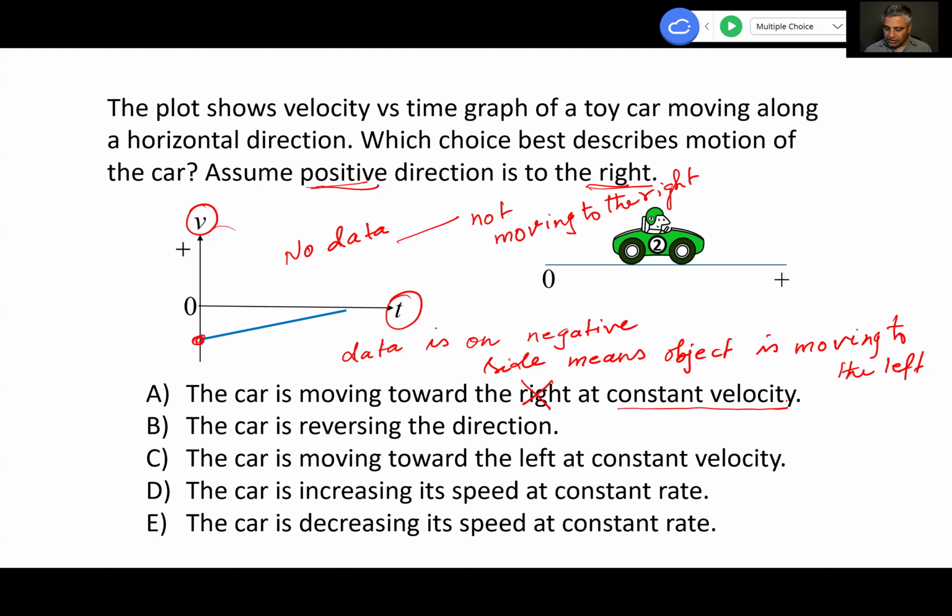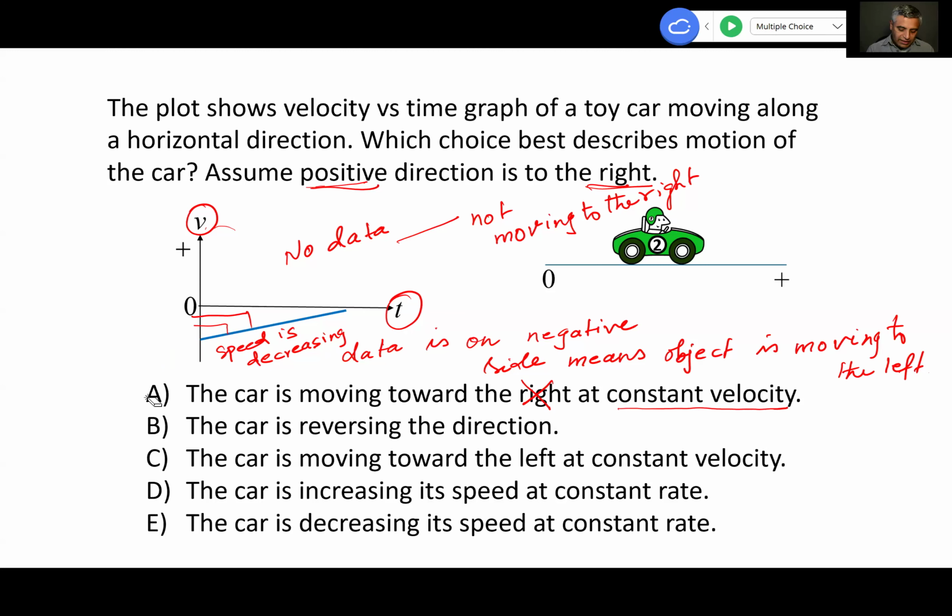And is the velocity constant now? Constant velocity would look like a flat line, which means velocity is not changing, just like the blue line in the previous poll. Constant velocity means the object is in equilibrium. Here the velocity is large, so that means speed is decreasing. It's going from a large value to a smaller value.